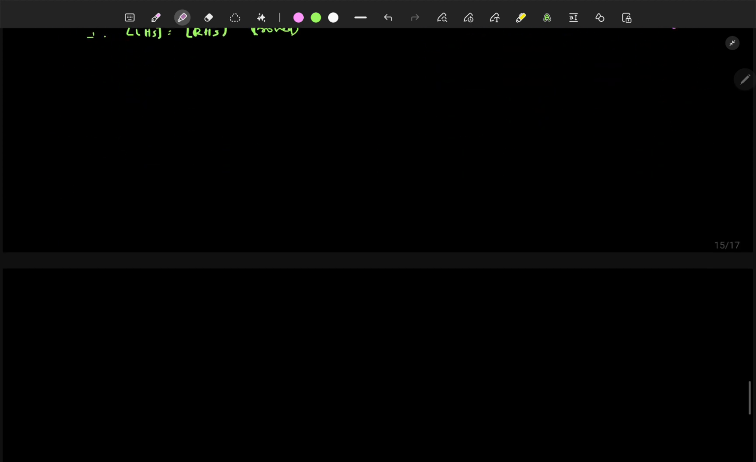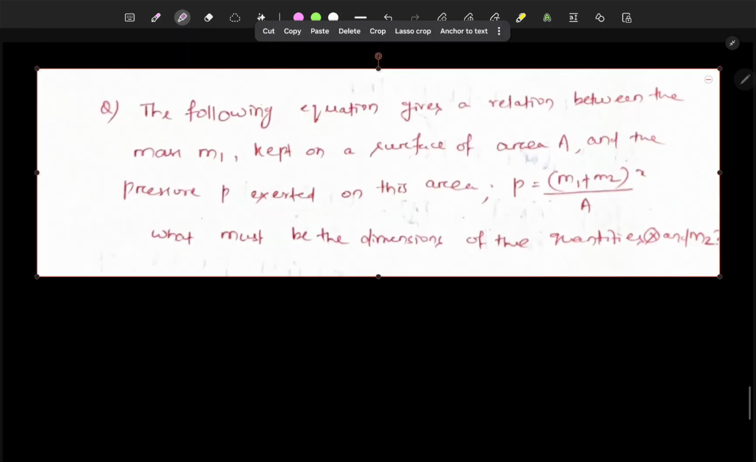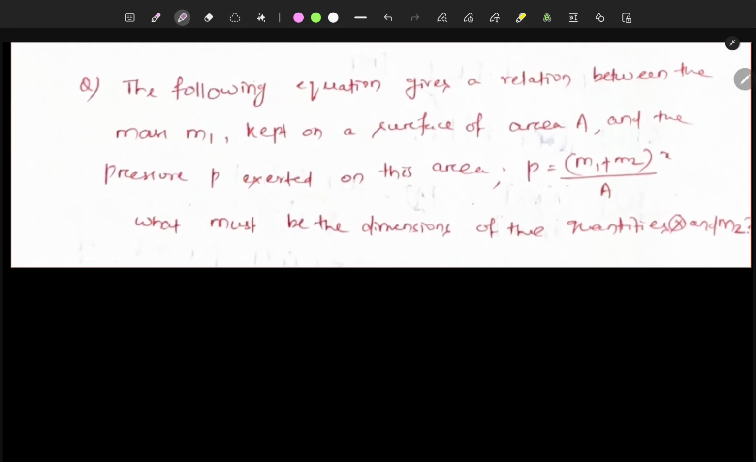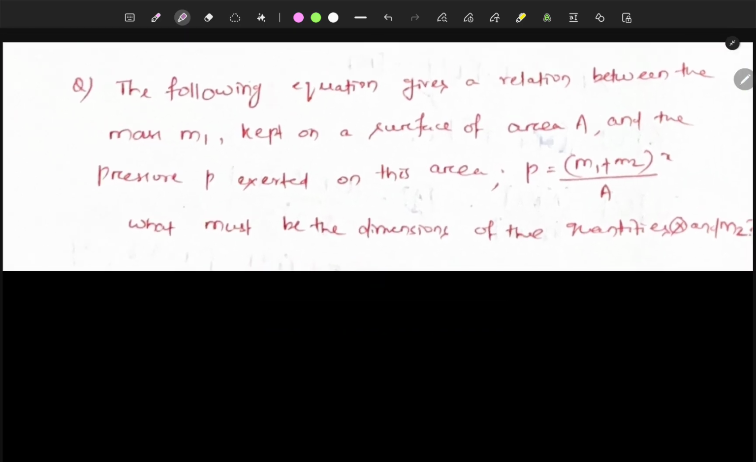Okay, let's solve some numericals related to the dimensional chapter. Yes, this is under the third application, that is, to find the dimension of an unknown physical quantity.